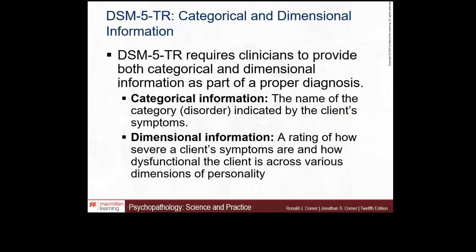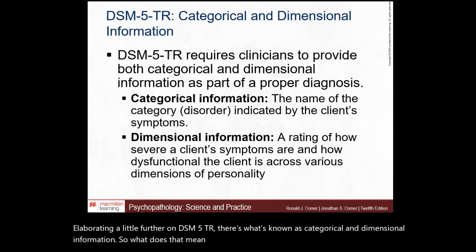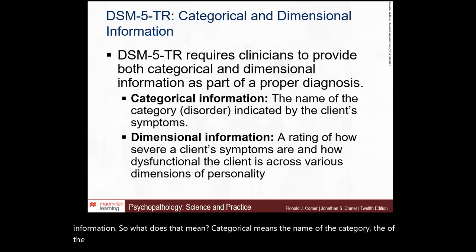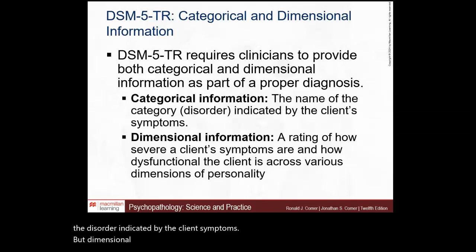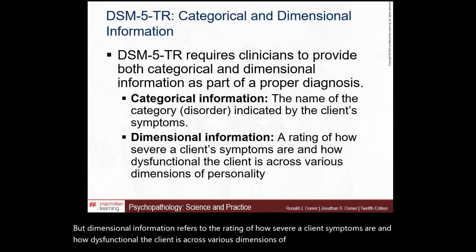Elaborating a little further on DSM-5-TR, there's what's known as categorical and dimensional information. So what does that mean? Categorical means the name of the category of the disorder indicated by the client's symptoms. But dimensional information refers to the rating of how severe a client's symptoms are and how dysfunctional the client is across various dimensions of their personality.